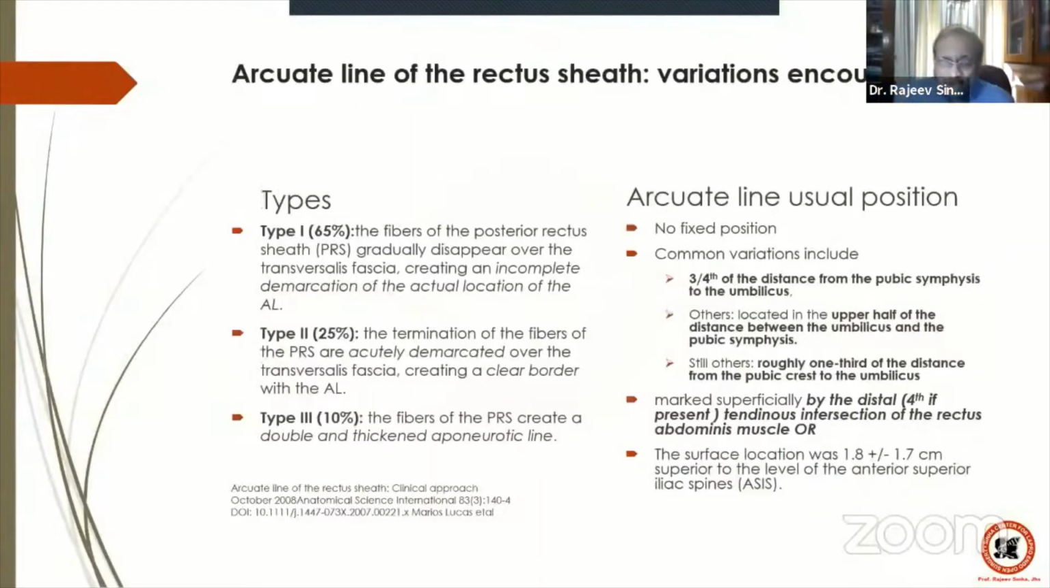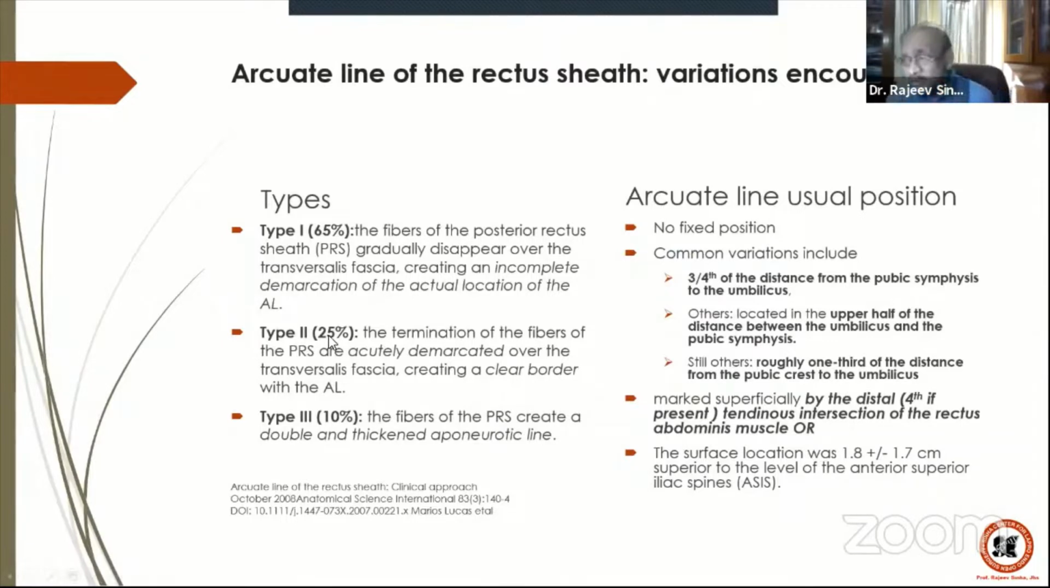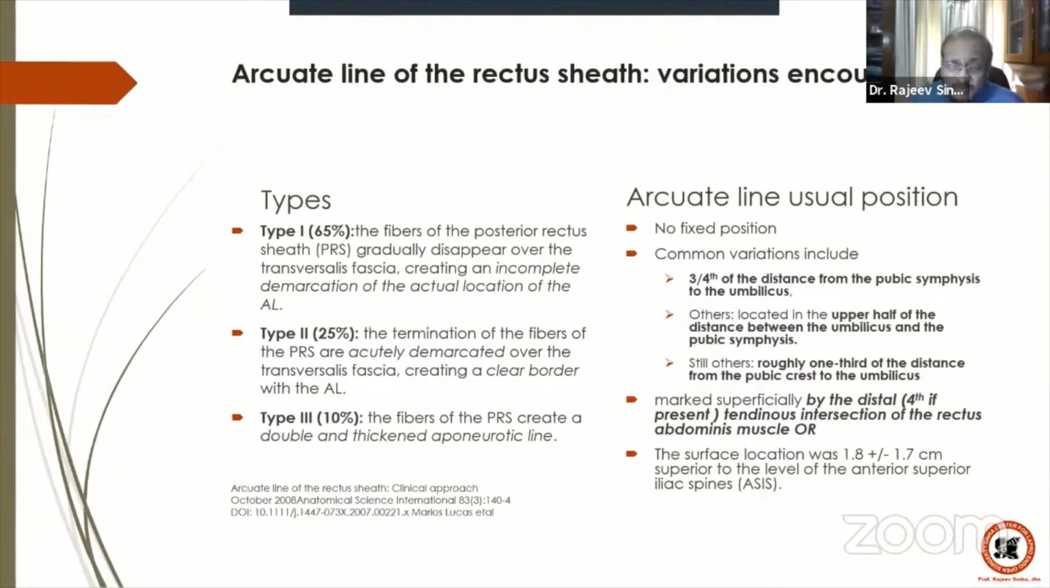Type 1 is the commonest, 65%. The fibers of the posterior rectus sheath gradually disappear on the transversalis fascia, creating an incomplete demarcation. So the clear arcuate line is seen only in 25%. See that? So you're looking for that arcuate line, you don't find it, and you're very perturbed, where is the arcuate line? I can't see the arcuate line. You won't be finding it in 75% of the patients. Why? Because it's only present in 25%. So that clear, sharply demarcated arcuate line is only 25%. The rest, 65%, don't have it.